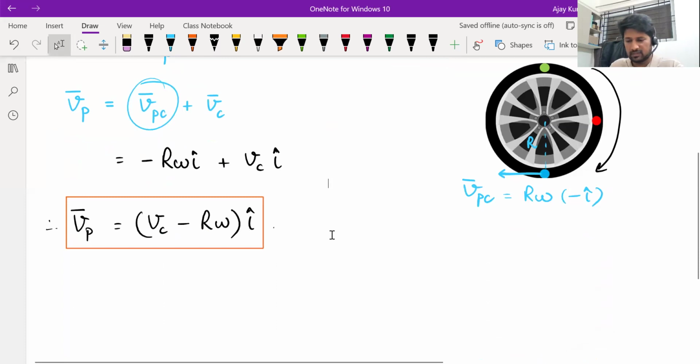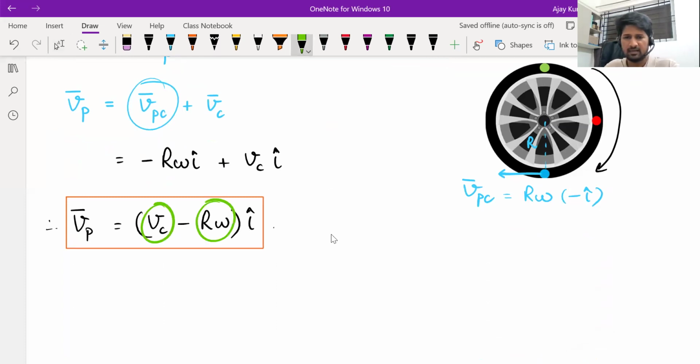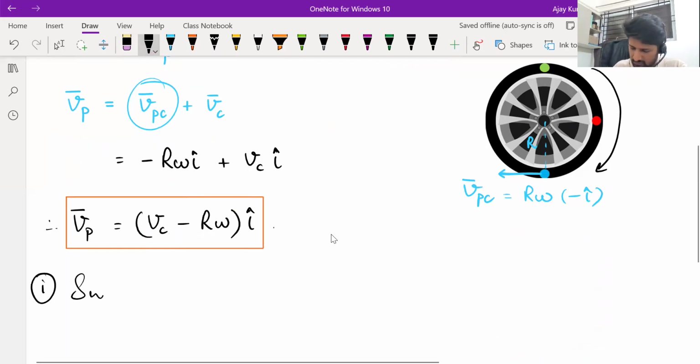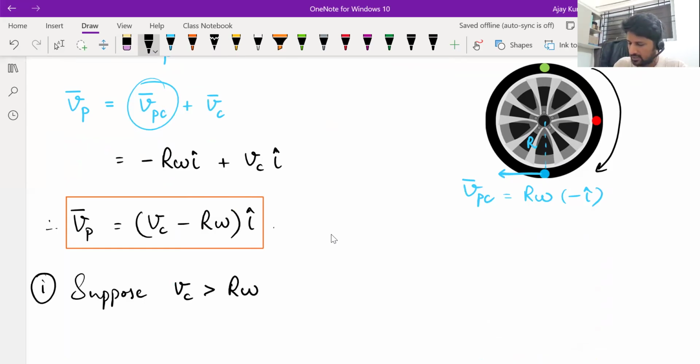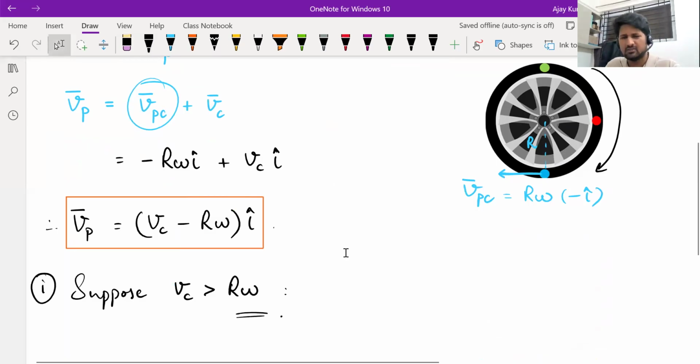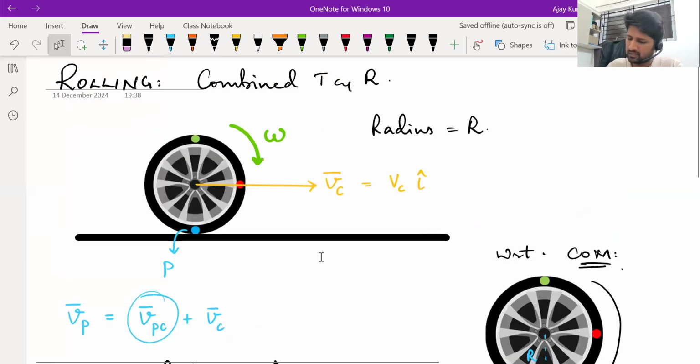Now, depending on the magnitudes of Vc and R omega, different types of rolling are possible. Let's consider the first case. Suppose Vc is greater than R omega. Just to give you some context, let's understand what it means.